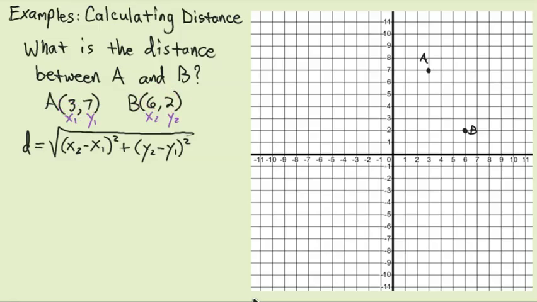So if we were to go by the formula very rigidly, we would put x2, 6 right here. And so we'd have the distance is equal to the square root of parenthesis 6 minus x1, x1 is 3, then squared, plus y2, which is 2, minus y1, which is 7, and then squared. And then what we would do is we could plug this into a calculator.